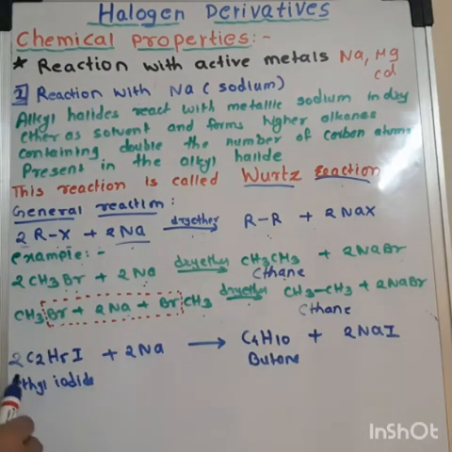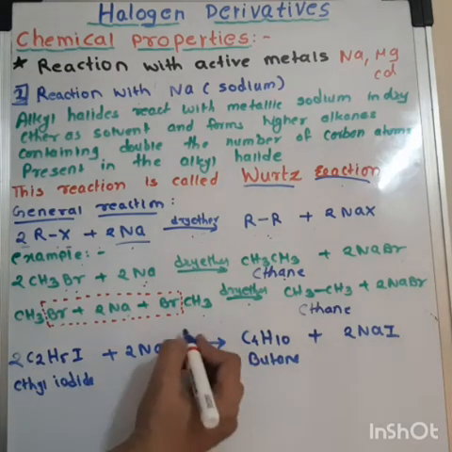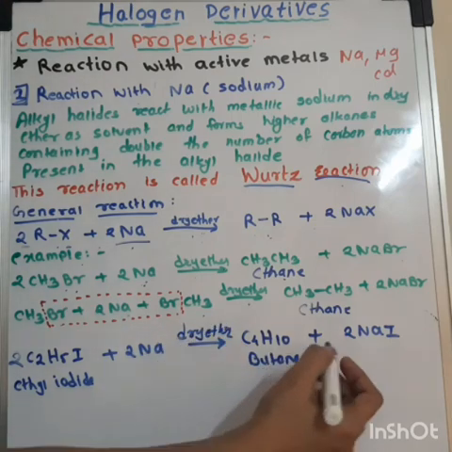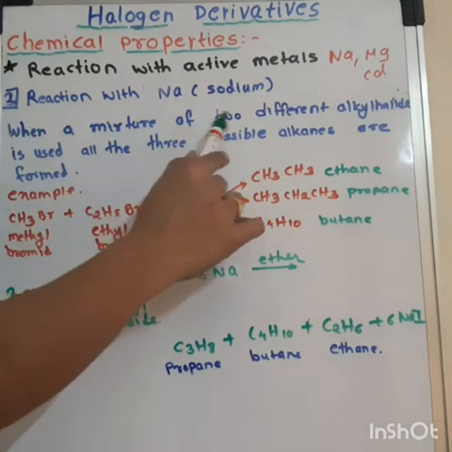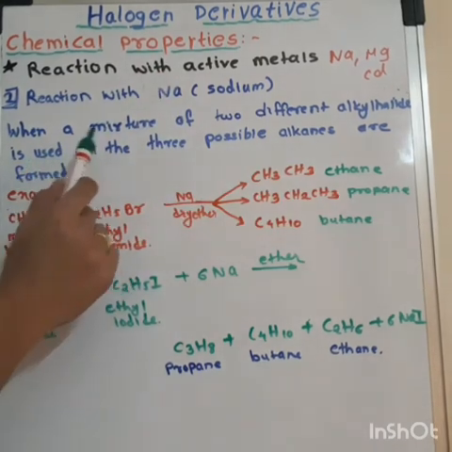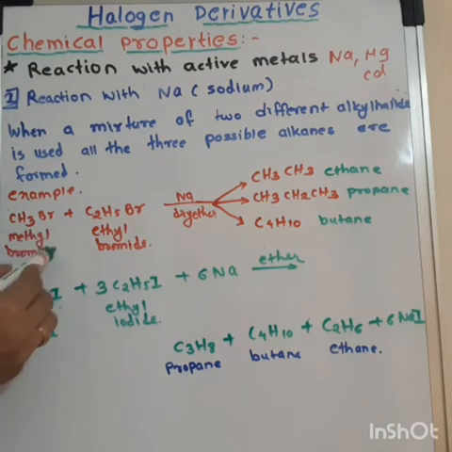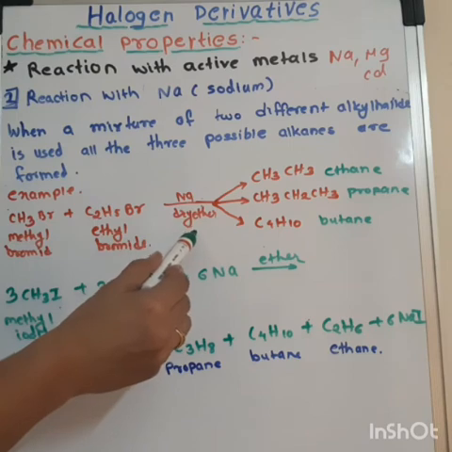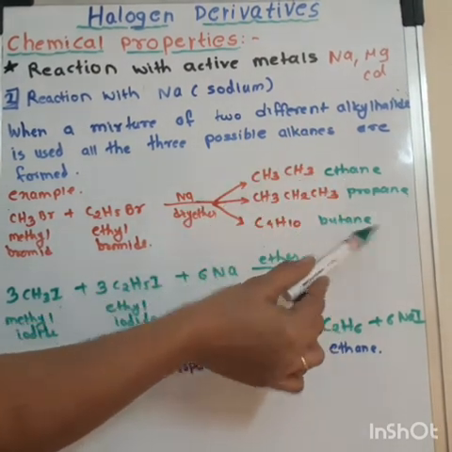Next example is 2 molecules of C2H5I, that is ethyl iodide, plus 2 molecules of sodium. In presence of dry ether it gives butane plus 2 molecules of NaI. When a mixture of two different alkyl halides is used, all three possible alkanes are formed. Example, when methyl bromide plus ethyl bromide is treated with sodium in presence of dry ether, three products are formed: ethane, propane and butane.